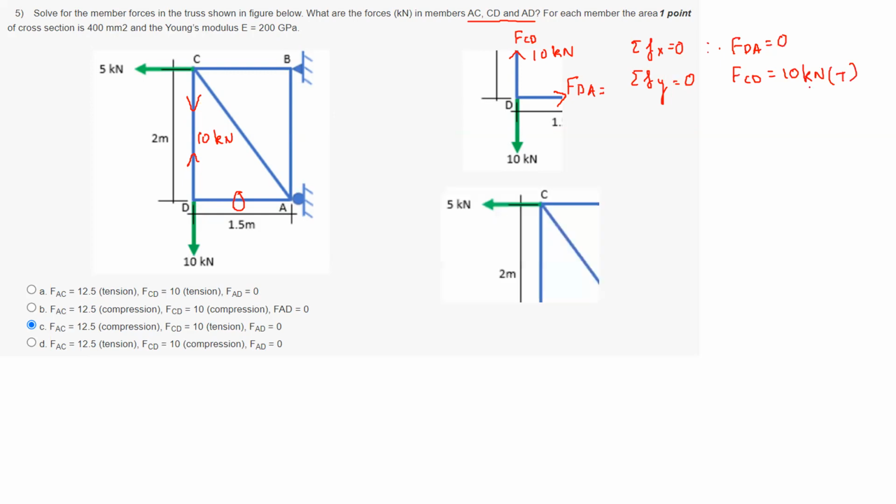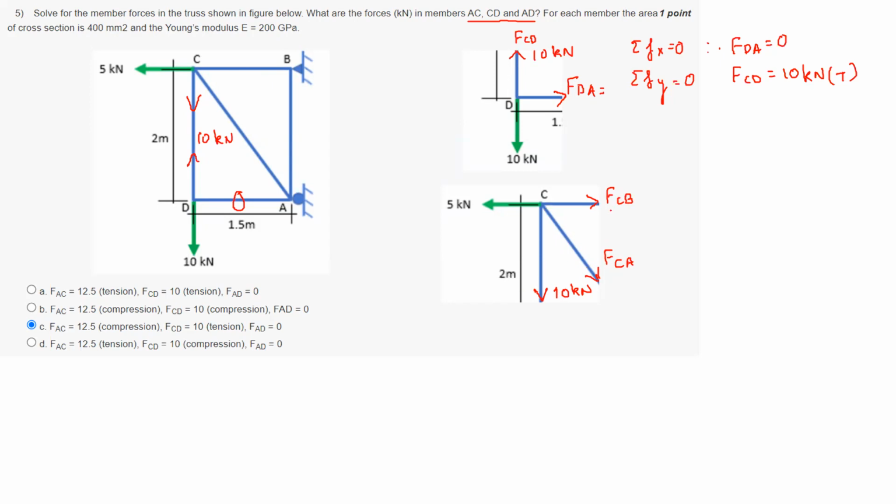Now switch over to the second joint, joint C. Here we have two unknowns, CA and CB. CD we have already calculated, with value 10 kilonewton, and we are interested in finding the value of FCA. Always consider tensile away from the joint. And this is FCB.